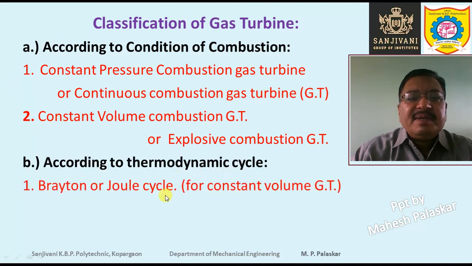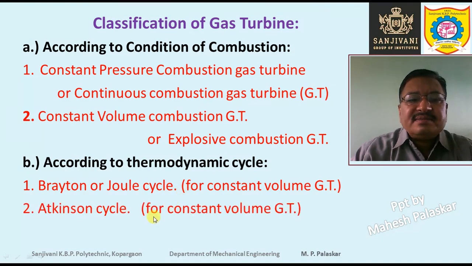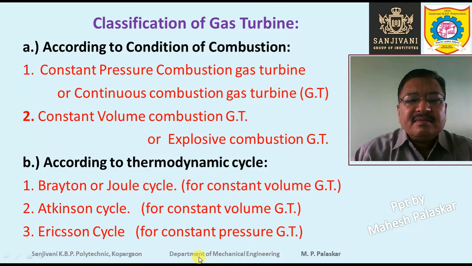According to the thermodynamic cycle, which cycle is used? Depending upon that, the gas turbines are classified as Brayton or Joule cycle, and that is used for the constant pressure gas turbine. Then the Atkinson cycle is also used for the constant volume gas turbine, but for the constant pressure gas turbines we are also using the Ericsson cycle.